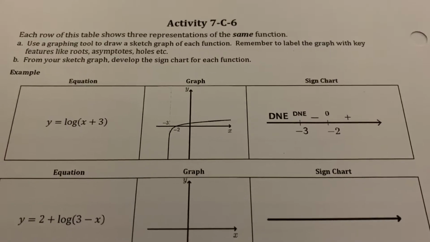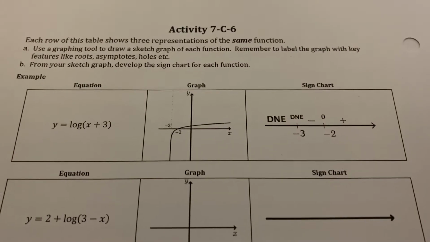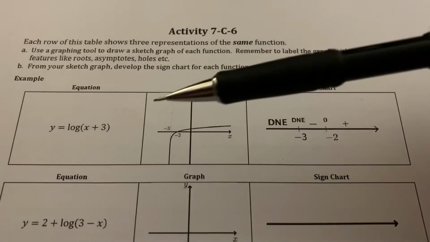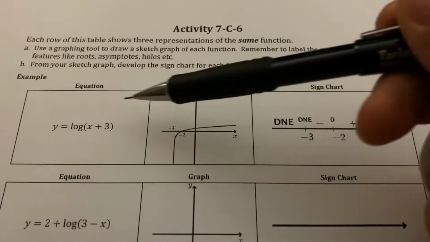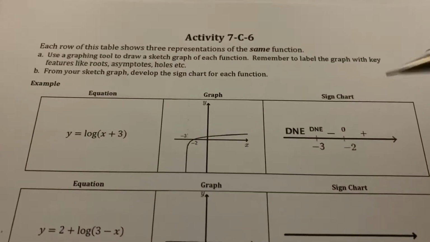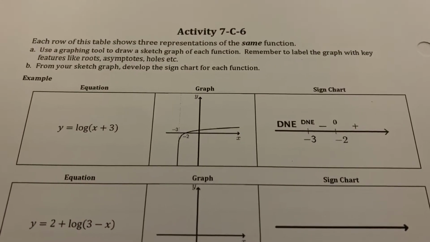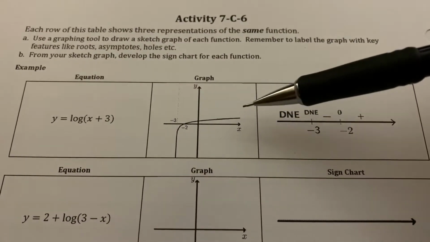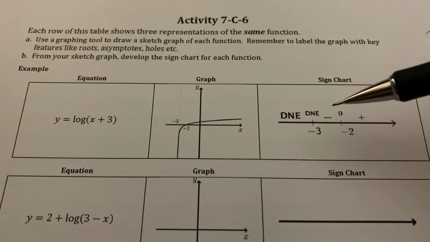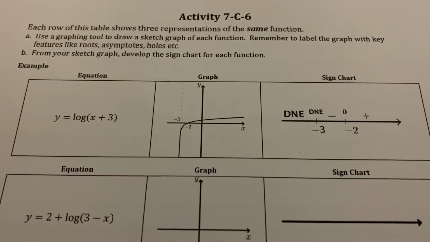Okay, activity 7C6 is similar to the last two that we've done, but now we have other functions such as logs here. So you have an equation, a graph, and a sign chart. They all belong to the same function. You're going to use Desmos to find the graph of the function, and then after that you're going to use that to fill out the sign chart.